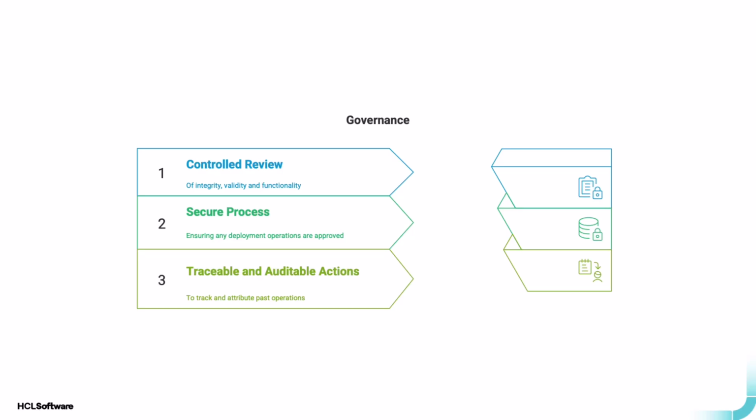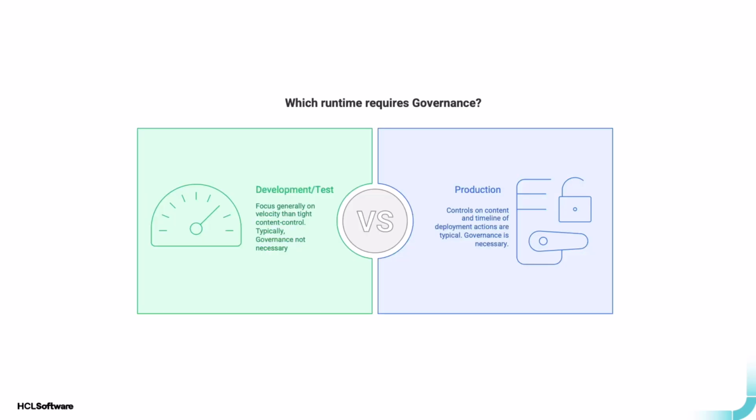What is governance? Governance is a structured process that ensures all your business-critical operations that involve application runtimes, like deployments, pass through a controlled review process that is secure, traceable, and auditable.